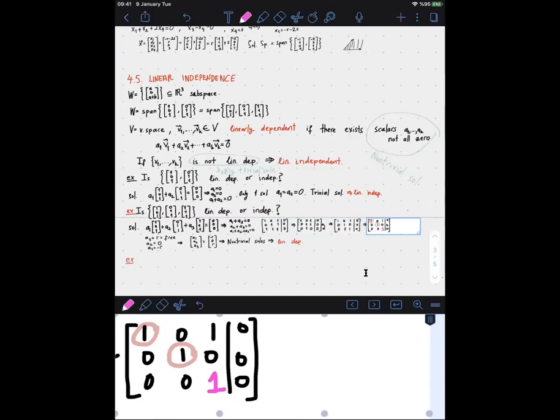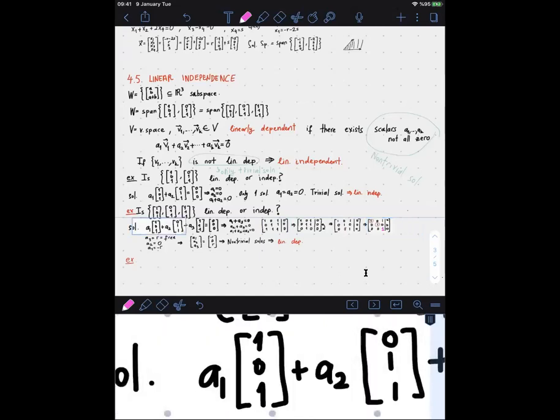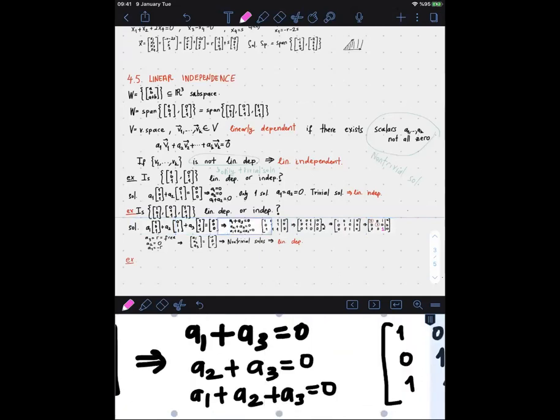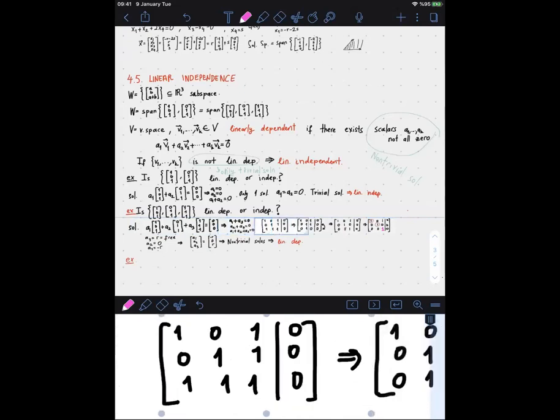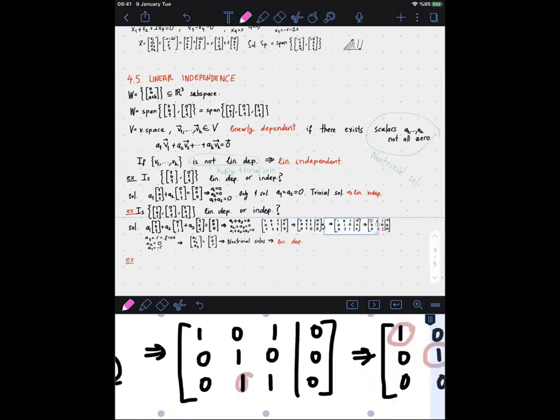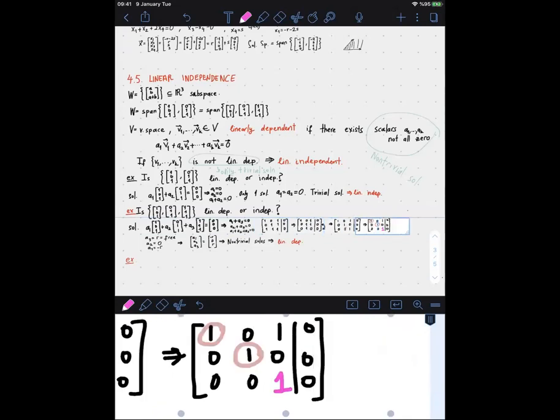I think there's something wrong here. Okay, so this line is correct. So what about this one? A1 plus A3 is 0. A2 plus A3 is 0. A1 plus A2, A3 is 0. So we get these equations. Then what did we do? We get this line. Then we swapped. We get this one. And then we make this 0.